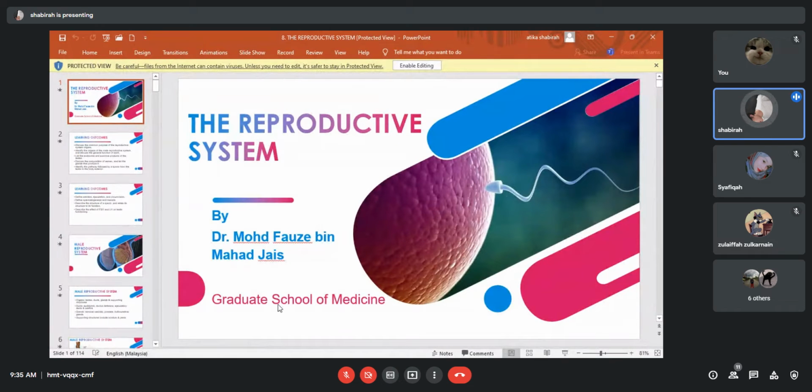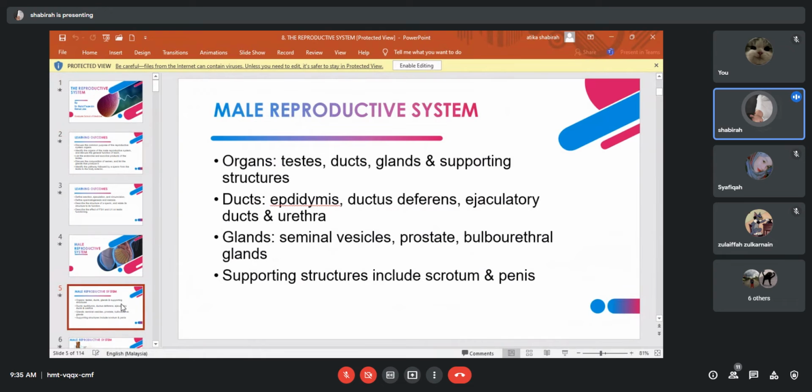Okay, so hari ni kita nak tengok pasal reproductive system. First of all, kita start dengan male reproductive lah. Yang kita kena tahu pasal male reproductive system ni, dia ada organs, dia ada ducts, dia ada glands. And organs contain testes, ducts, glands and also supporting structure. And ducts tu saluran, dia contain epididymis, ductus, prostate and bulbourethral gland. Supporting structure ni macam external lah, bahagian luar iaitu penis and scrotum.